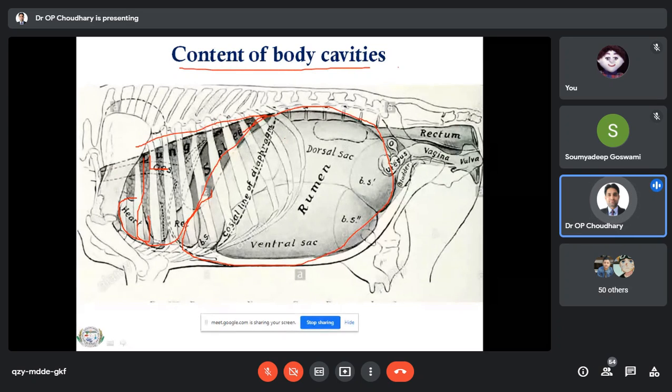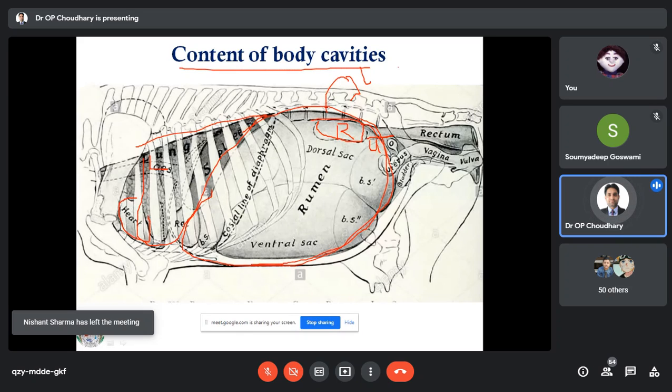There will be presence of the liver, spleen, gallbladder. These are the major components of the abdominal cavity. And along with these organs, there is presence of the kidneys also. So on either side of the body, there will be the right and left kidney. And from each kidney, there is passage of the ureter. So the ureter will also be part of the abdominal cavity.